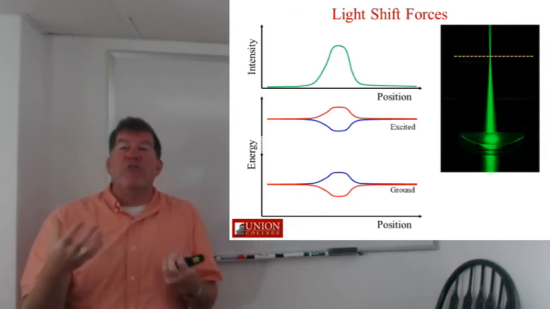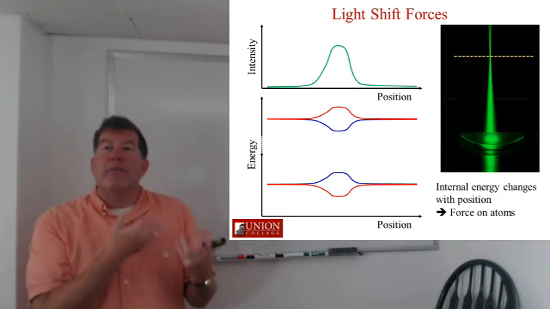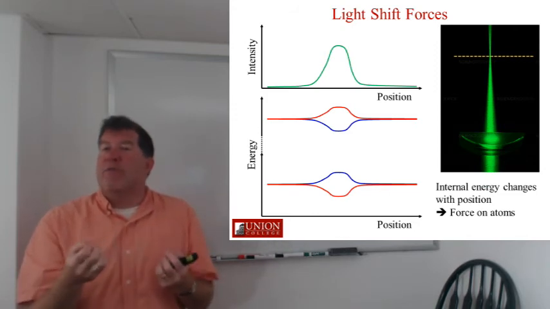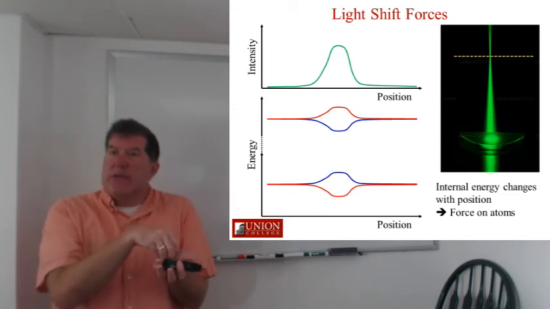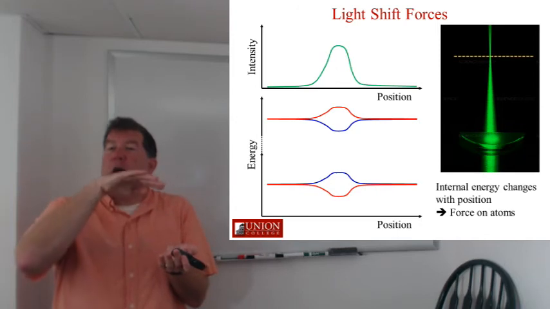This means I have an internal energy for these atoms that's changing with position. And just like with the magnetic trap, this gives me a force. If an atom is in the center of the trap where the ground state energy is very low, as it moves out, the internal energy comes up.